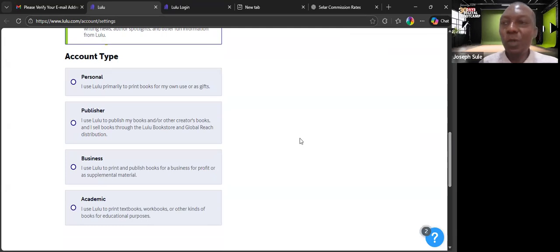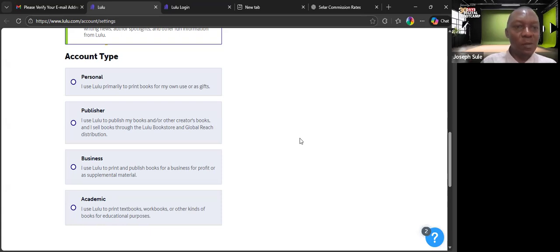Now, Lulu will ask me what type of account I want to open. And there are 4 types. Very important, please pay attention to this. The first account type is personal. And there is a little description there to make you understand what a personal account on Lulu means: I use Lulu primarily to print books for my own use or as gifts.